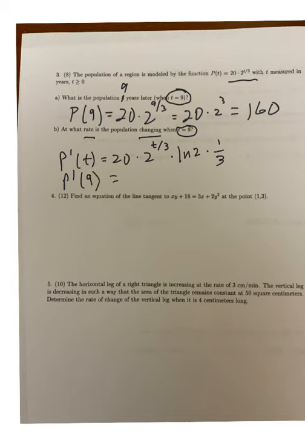Let's pull these constants up in front. It looks like I have 20 thirds ln 2. And then we're going to plug in our 9, which gets another 2 cubed, which is 8, just like it was up here, and times that 20, so 160 thirds ln 2. Which would be members of the population per year. People, frogs, whatever the population is, we're not told. Only that it's the population of a region.